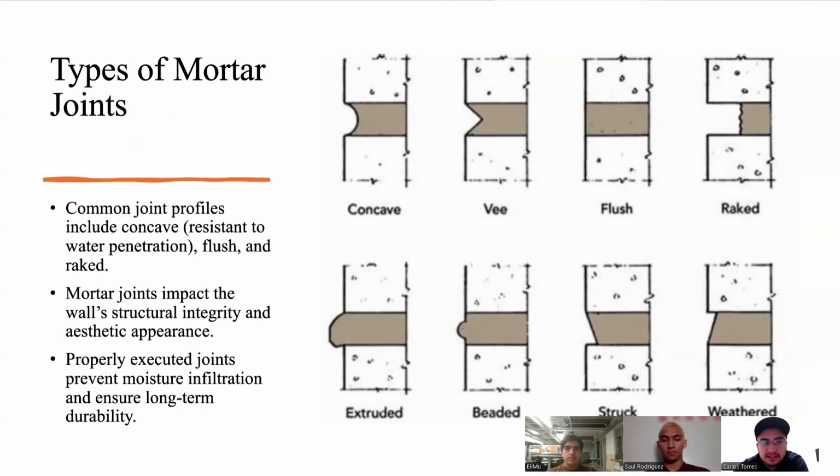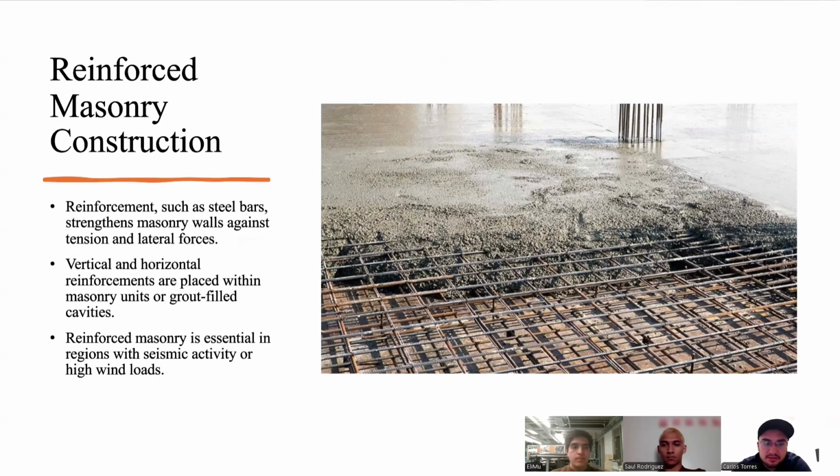So the masons that are applying the mortar to the bricks use different types of joints when doing the construction. Mortar joints significantly influence the appearance and performance of masonry walls. This section covers various joint profiles such as concave, flush, and rake joints, detailing their impact on water resistance, structural ability, and aesthetic appeal. As you can see, there are different ways they can apply these, as you can see in this visual. Properly executed joints prevent moisture infiltration and ensure long-term durability of the exterior of a building. And masonry improves the strength and resilience of the structure.